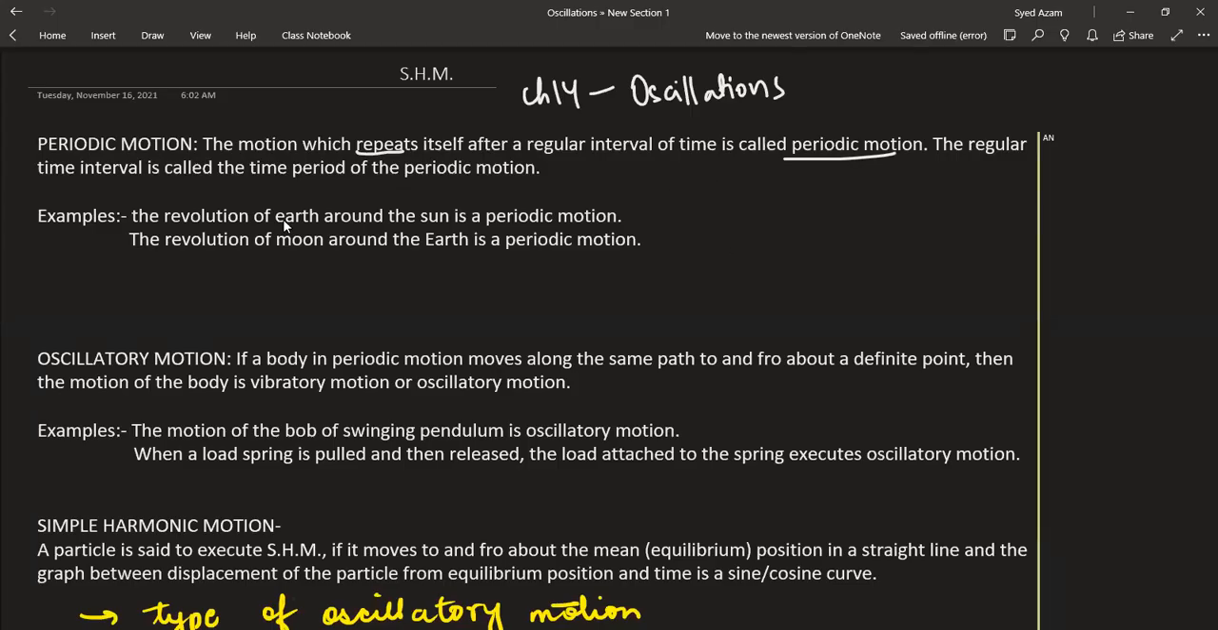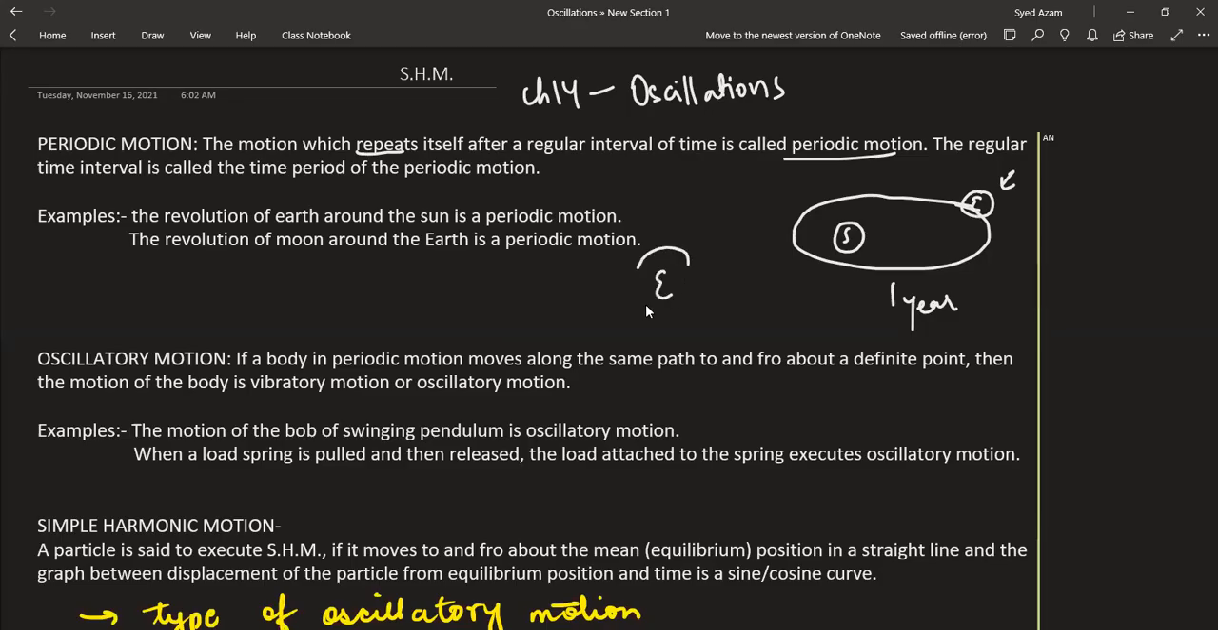Look at the examples. Revolution of the Earth around the sun is a periodic motion. If this is the sun and you have the Earth, and the Earth starts moving from here, it will come back here after 1 year. Then again it will go and come back to its position like this. That's a periodic motion.